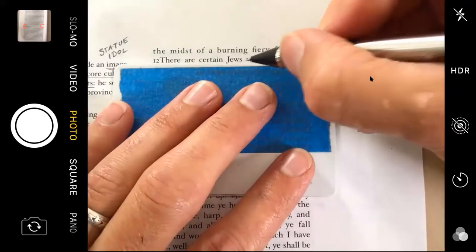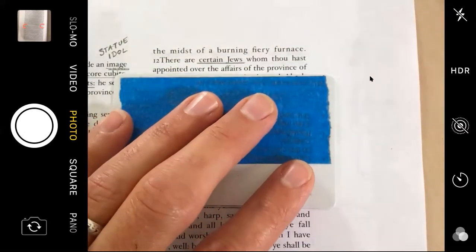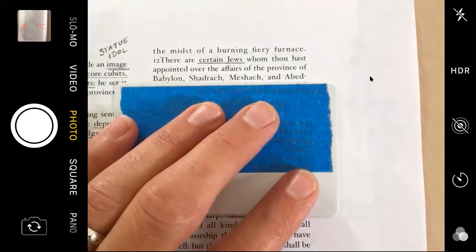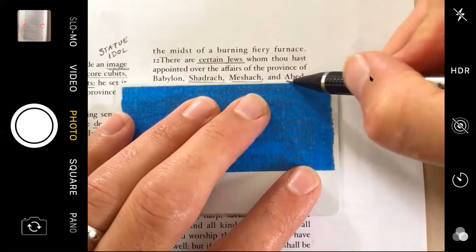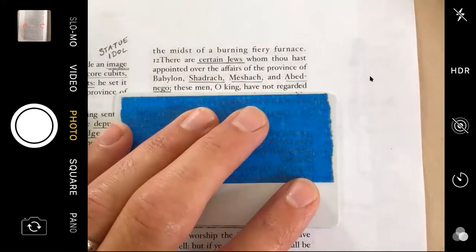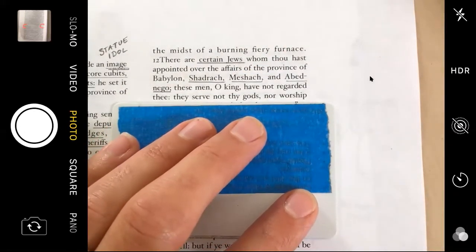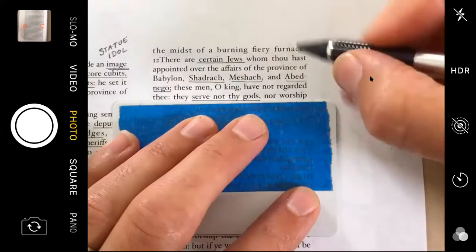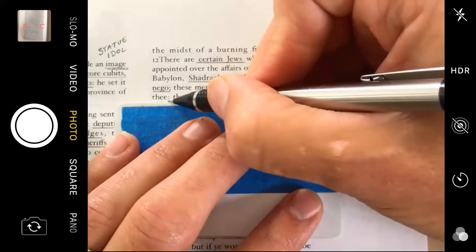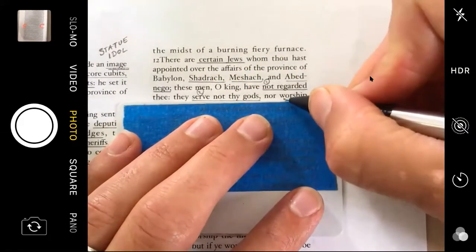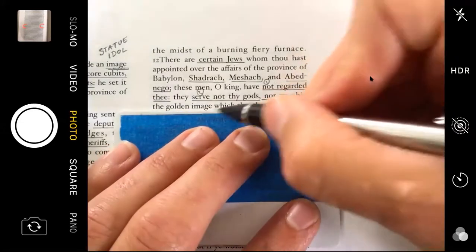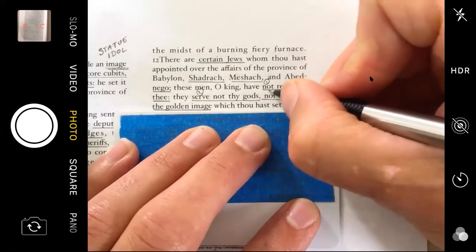There are certain Jews whom thou hast appointed over the affairs of the province of Babylon: Shadrach, Meshach, and Abednego. These men, O king, have not regarded thee. They serve not thy gods, nor worship the golden image which thou hast set up. All right, so let's draw Shadrach, Meshach, and Abednego not bowing down, right?